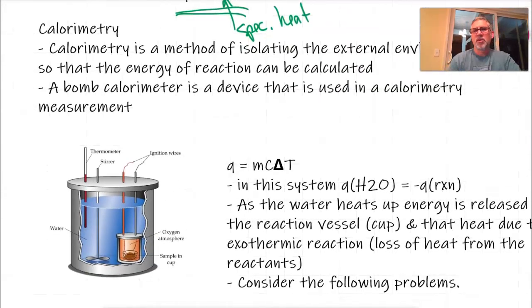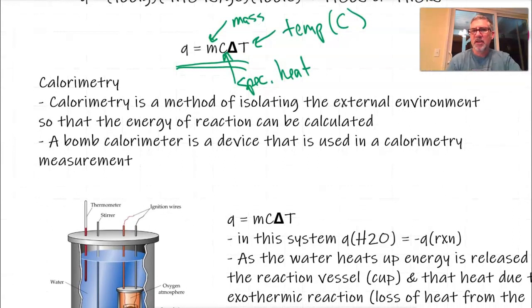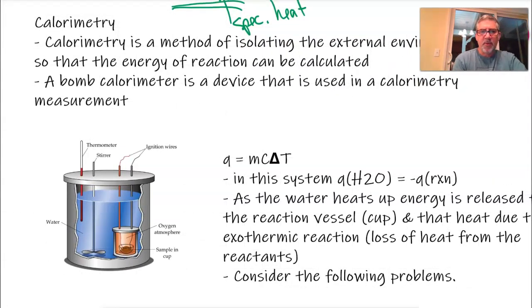All right, so calorimetry. We use calorimetry a lot. Calorimetry is a method for isolating the external environment so the energy of reaction can be calculated. There's a thing called a bomb calorimeter. So this is a bomb calorimeter view here. This is the reaction vessel, that's where your chemical reaction takes place.